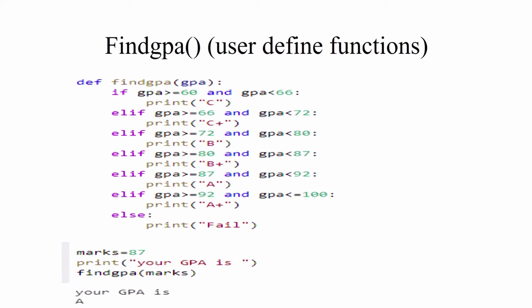and then we call the find GPA function and assign marks to that, and then the output will be your GPA is A grade. It means we have 87 marks, and we have elif here. Elif GPA is equal to 87 and GPA is smaller than 92, print A grade. So it's printed here, A grade.